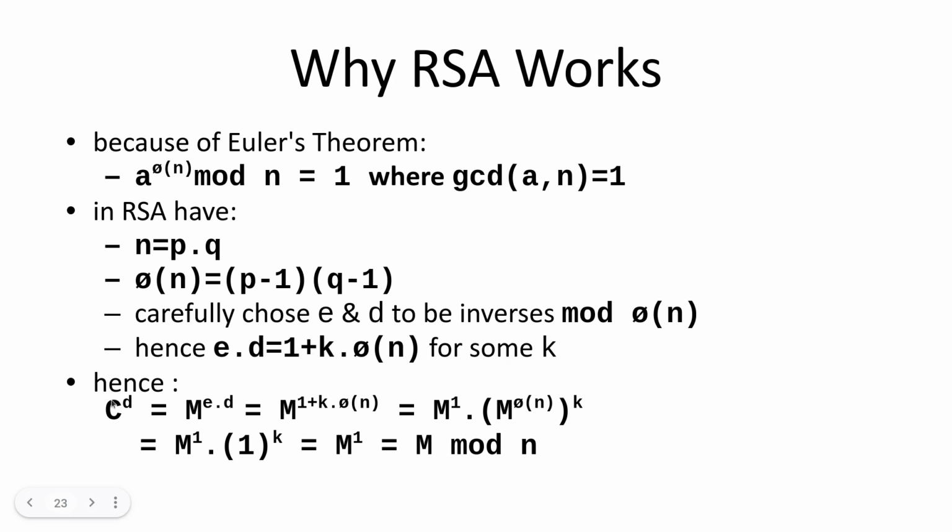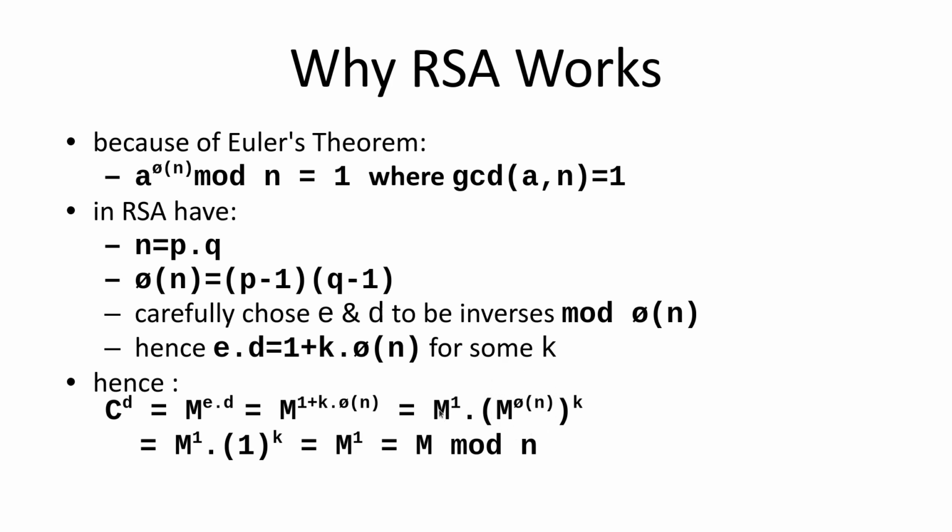Okay, so to get the original message, we compute C raised to D, which is m raised to E times D, where E times D is equal to 1 plus k times phi of n. So m raised to E times D will be equal to m raised to 1 plus k times phi of n. And all this is mod n, remember that. Since it is mod n, m raised to phi of n will become equal to 1.